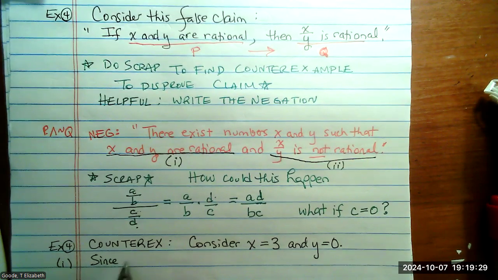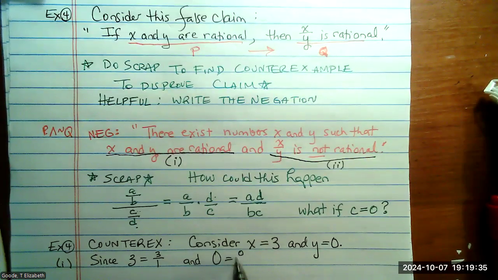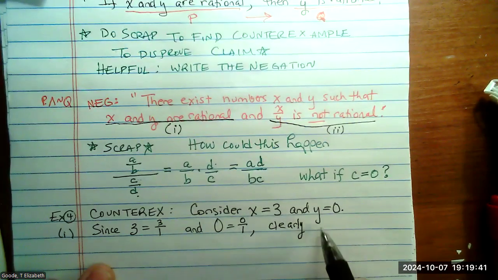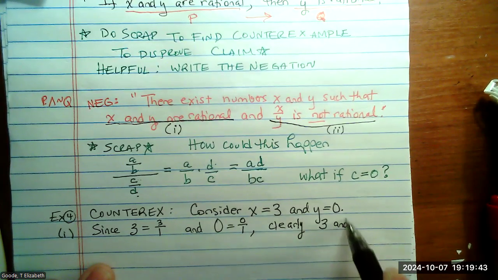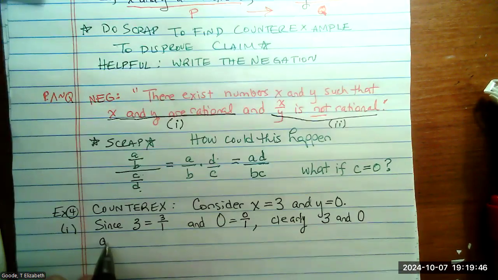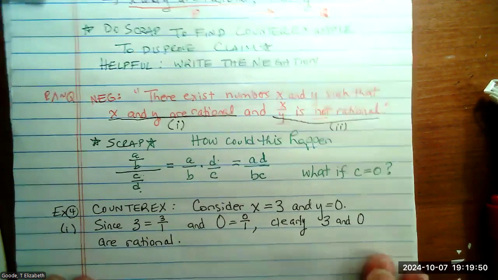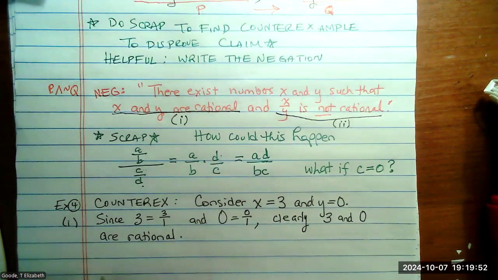Since we could just say it, 3 is equal to 3 over 1, and 0 is equal to 0 over 1. Clearly, 3 and 0 are rational. So they live in the right domain. They're both rational. Now, part 2.